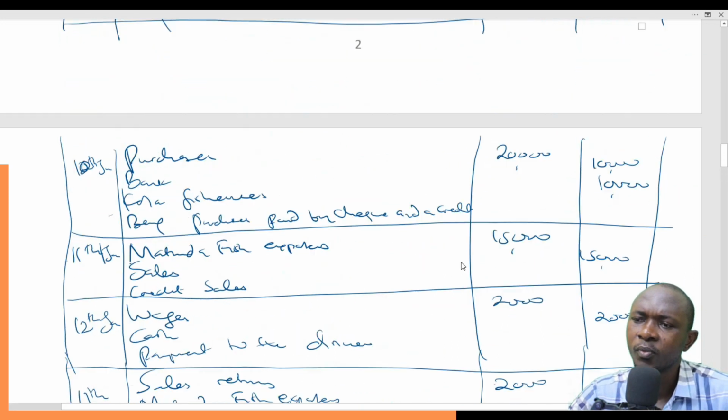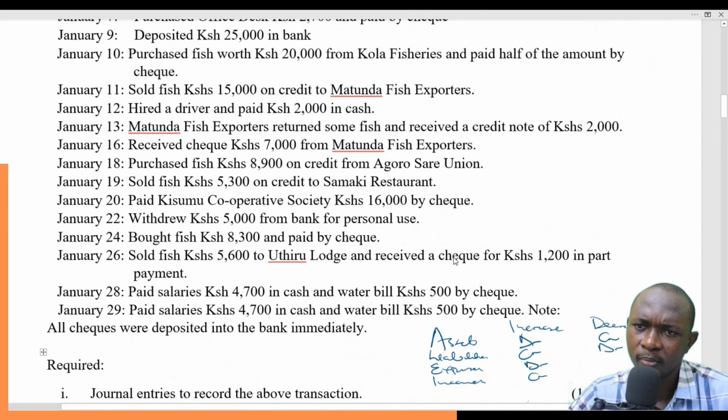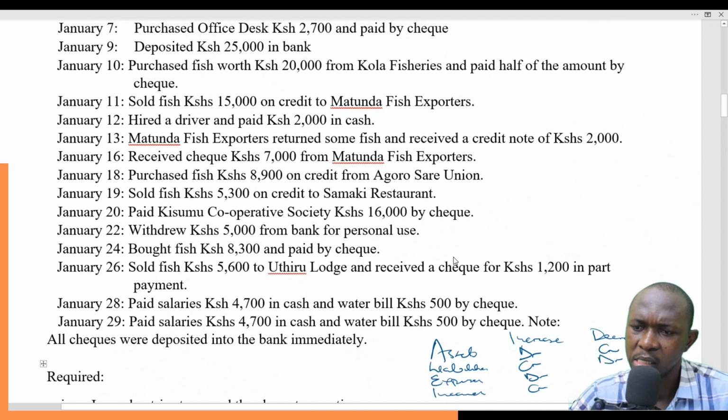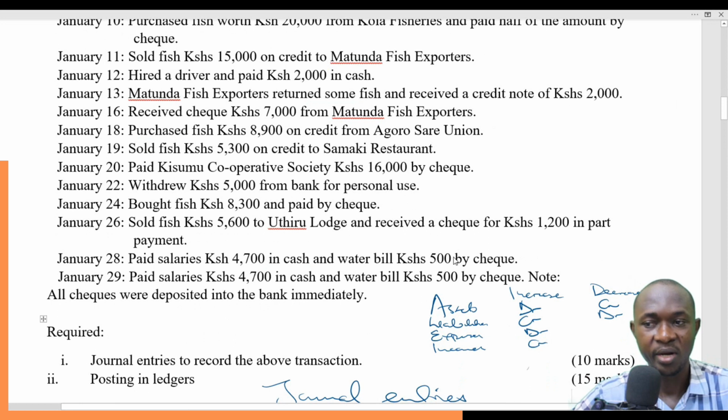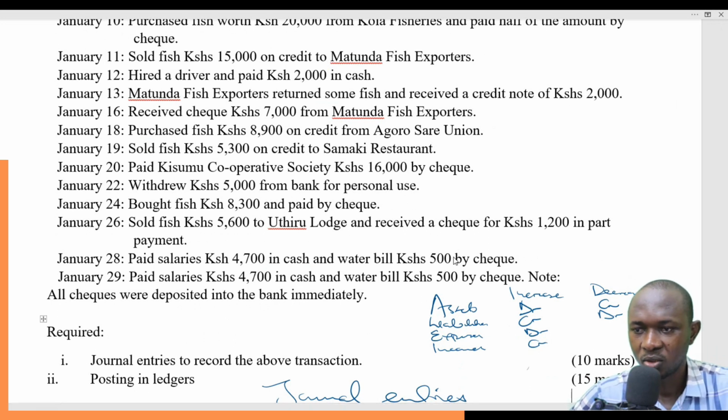Sold fish 5,300 on credit to Samaki Restaurant. So Samaki Restaurant become our debtors because we've sold to them. They become our debtors. So we debit Samaki Restaurant and credit sales 5,300, and the date is January 19th.